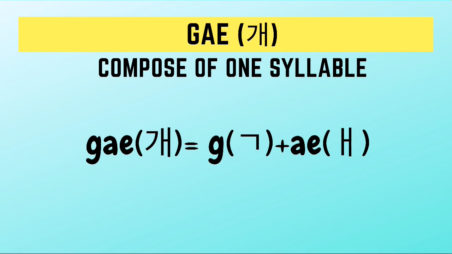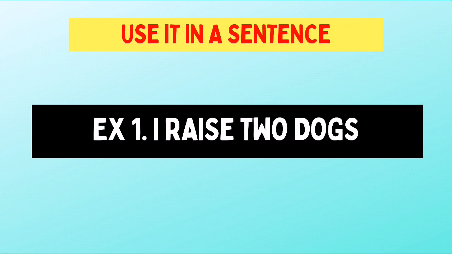How do we spell ge in Hangul? As mentioned, it's just composed of one syllable. To be able to write it in Hangul, we need to draw first a giyok character followed by an e character. And then we just have to combine these characters to form the Hangul of the word ge. Again, it's ge.